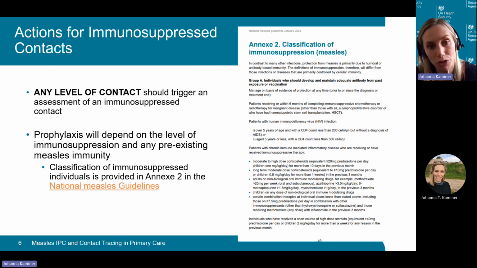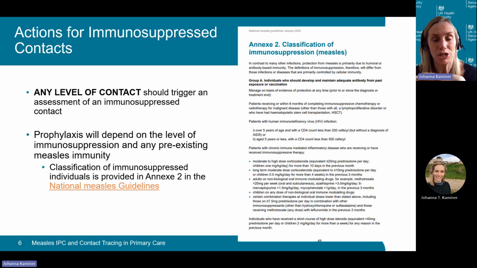And when we talk about immunosuppressed contacts, we don't mean those, for example, who have a steroid inhaler for their asthma, but we're talking about severe immunosuppression. And I will speak about this in more detail later.